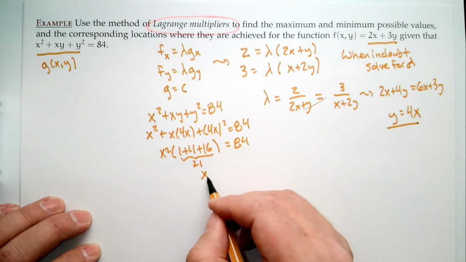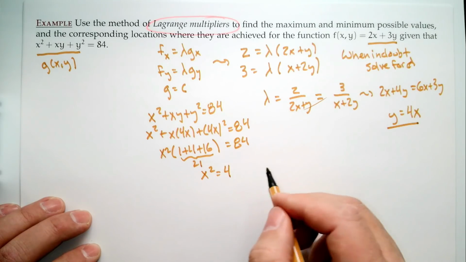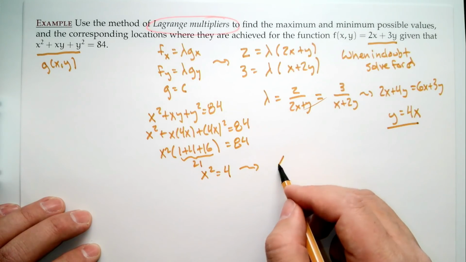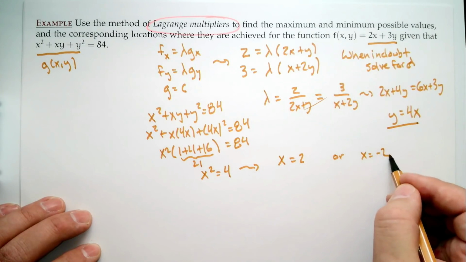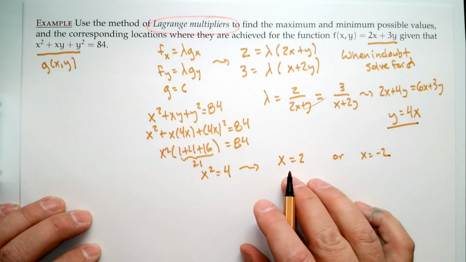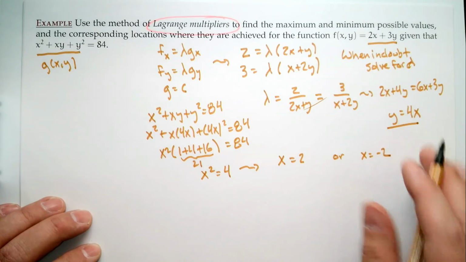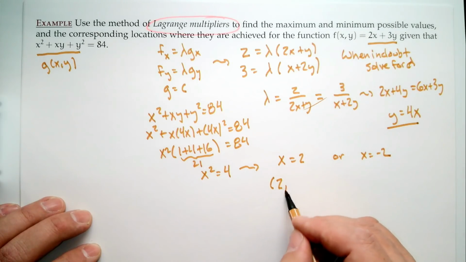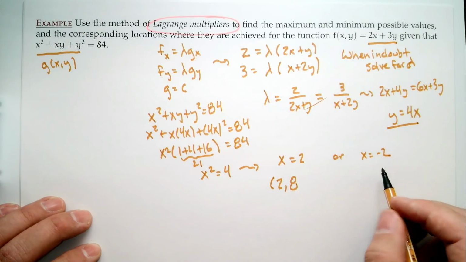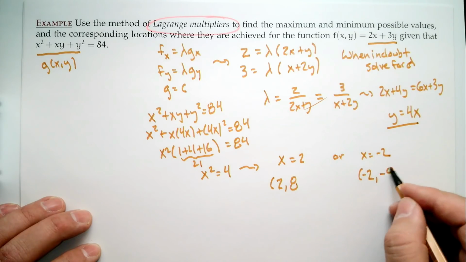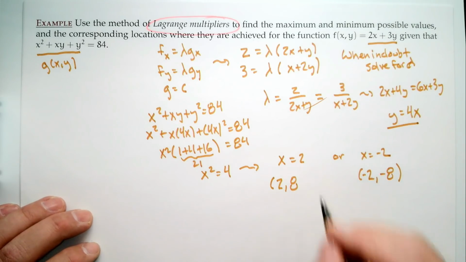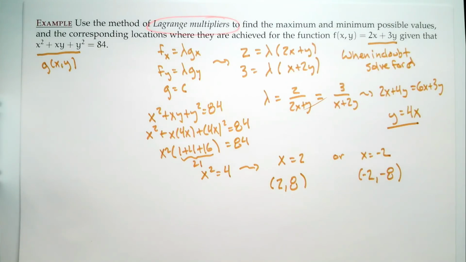So that tells us that x squared had better be equal to 4, which leads us to two possibilities, namely x equals 2 or x equals negative 2. Now when x equals 2, y is 4 times 2, which means we have a point, 2 comma 8. And when x equals negative 2, y is 4 times that, which means we have the point negative 2, negative 8. So these are the 2 points that come out. Whatever happens has to happen at these 2 points.